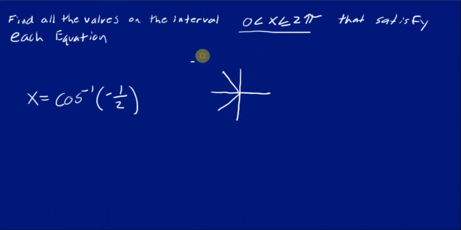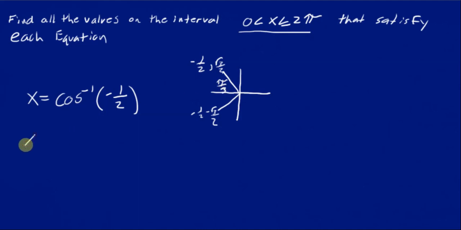Well, the cosine is going to be the x-coordinate. That's negative 1/2. That's positive √3/2. This one's negative 1/2 and negative √3/2. And that's going to be a reference angle of pi over 3, or 60 degrees.